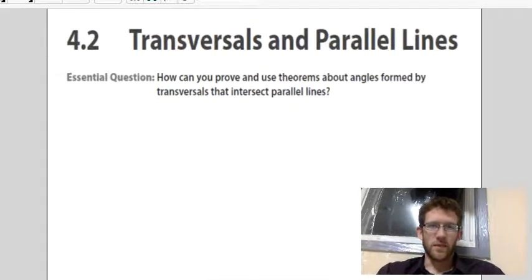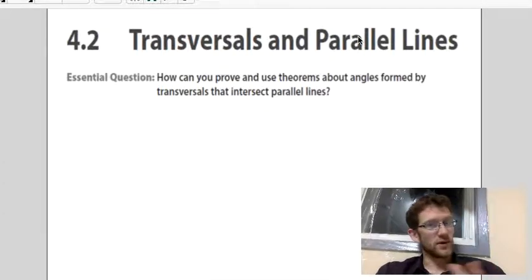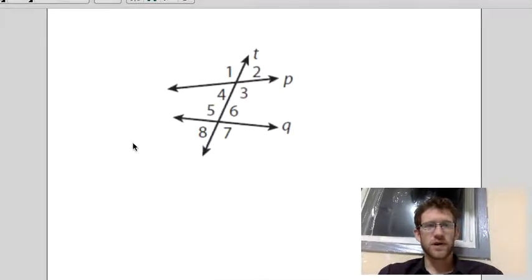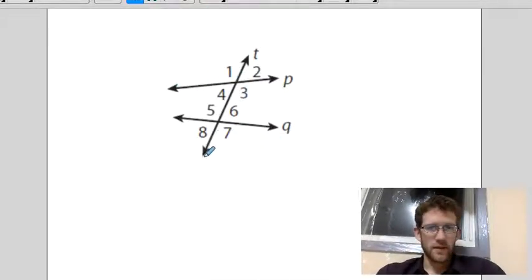Okay, so first we need to talk about what a transversal is. Most of you guys know what parallel lines are, but we need to talk about a transversal. And a transversal is anything that cuts through two other lines. So that means if we have line P and line Q here, the line that cuts through two other lines is line T. So this is a transversal.